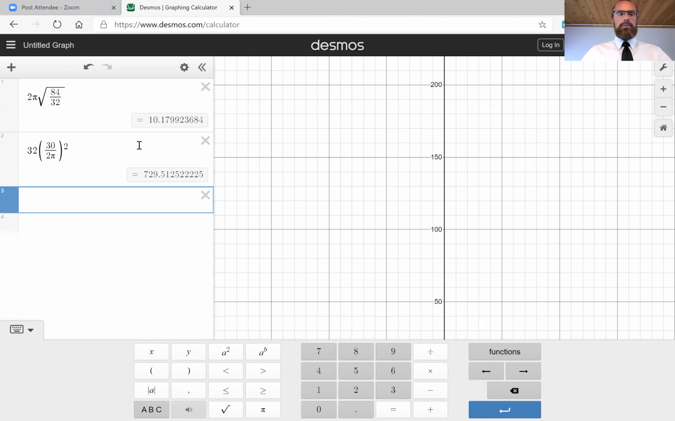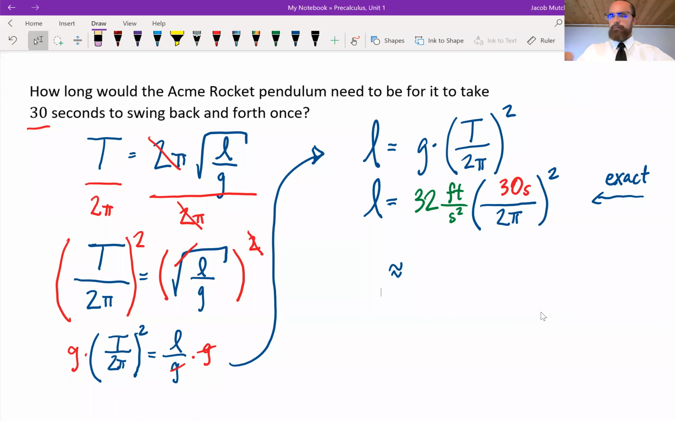And that gives us this value of 729.51 feet. So an enormously lengthy pendulum, for it to take 30 seconds to swing back and forth 1 time. Well, let's head back to our notes to finalize that answer, and then just make a brief observation. So 729.51 feet.